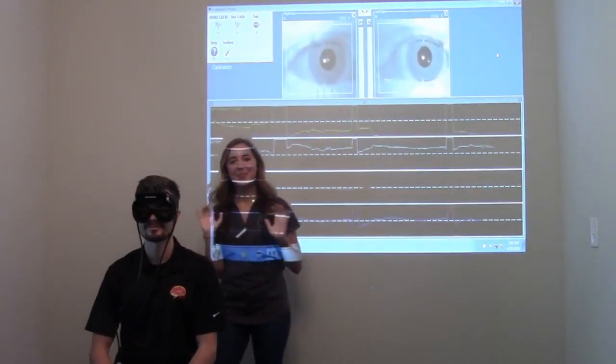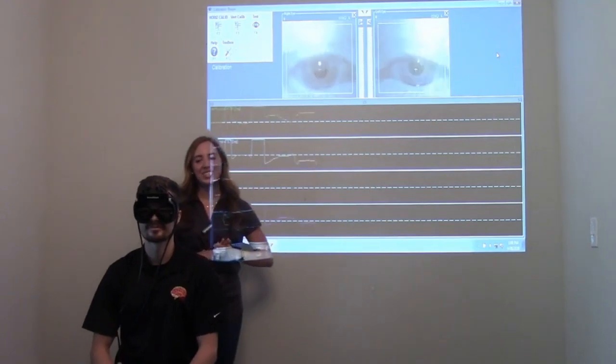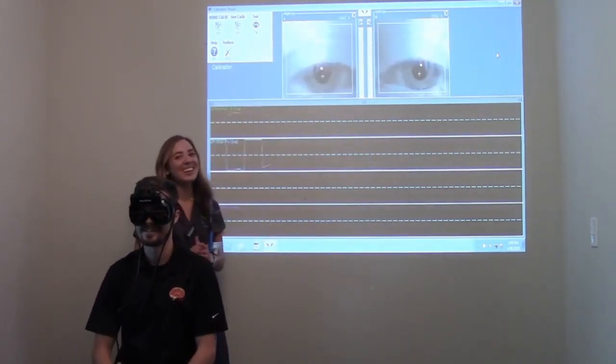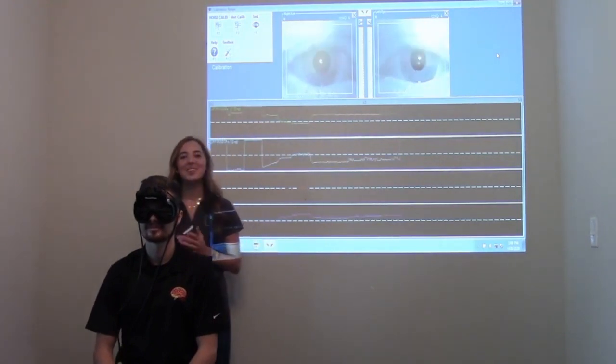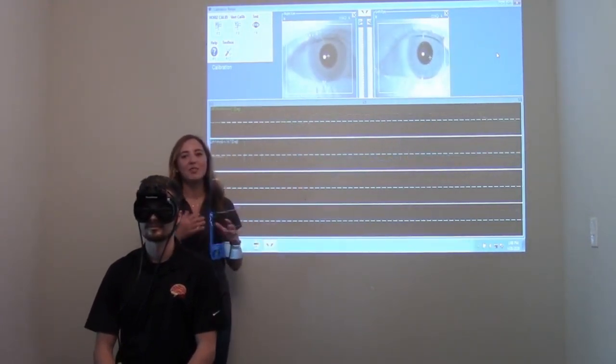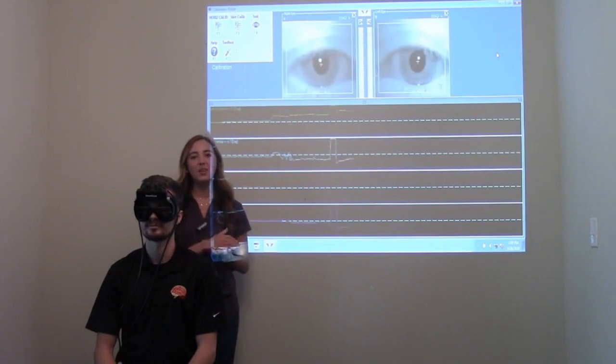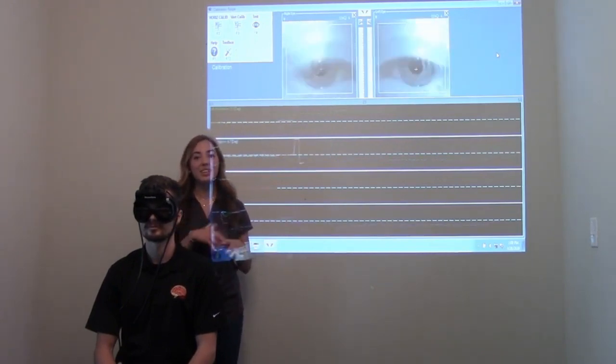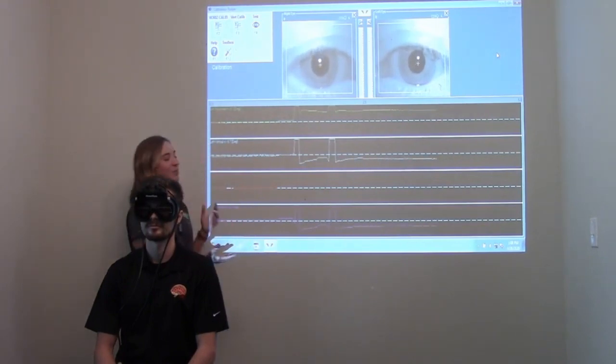All right, guys, welcome back to our breakout with the VNG. Thank you, Vrope. He's the one in the goggles here, if you didn't recognize him from last week. This piece of equipment is called VNG, which stands for video nystagmography. It's kind of a long word, and this equipment is very amazing, cool, and expensive.